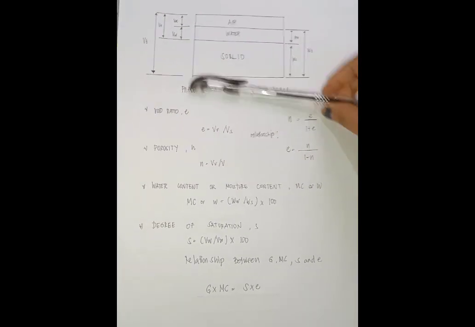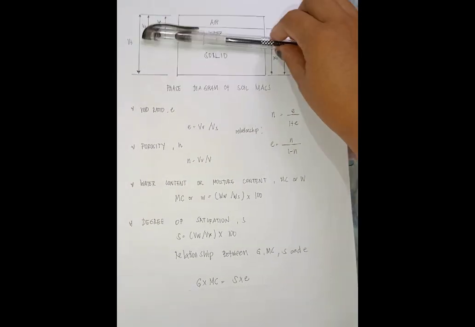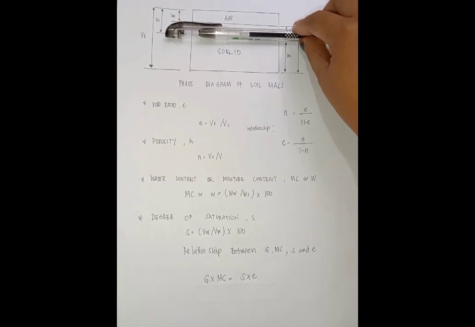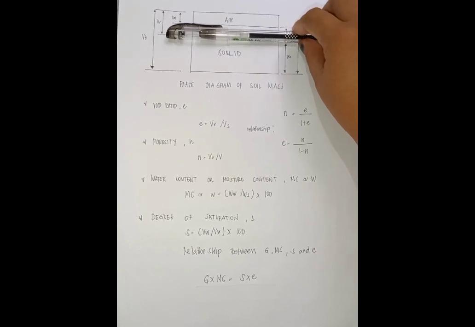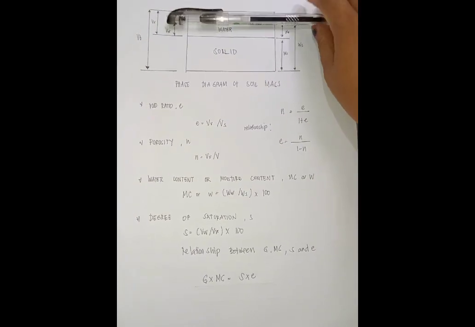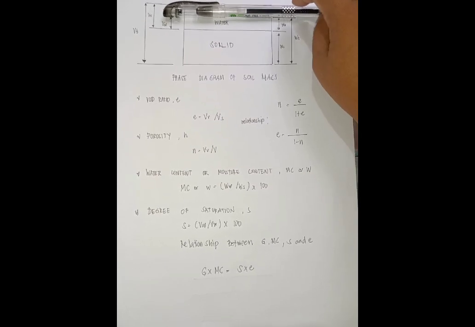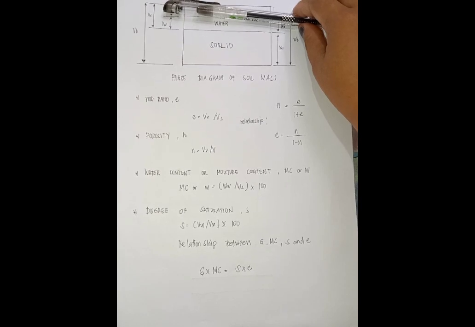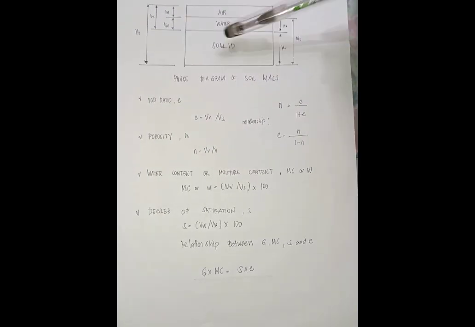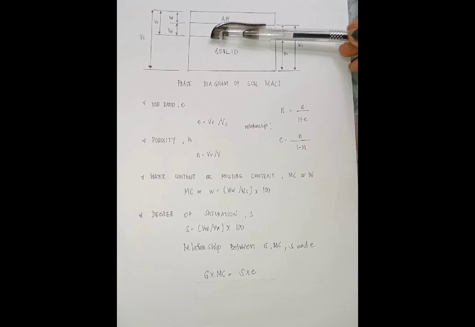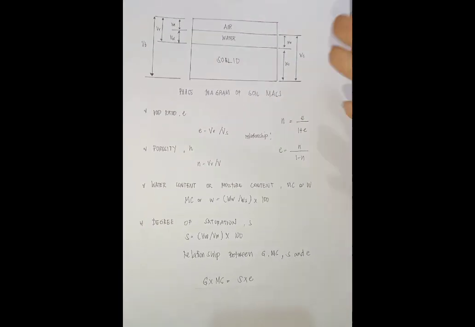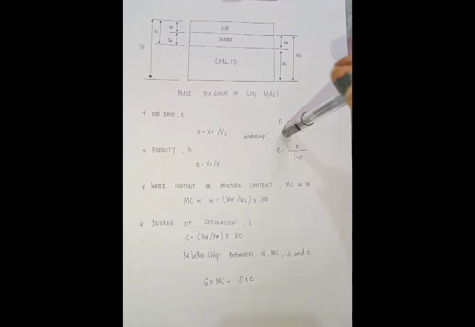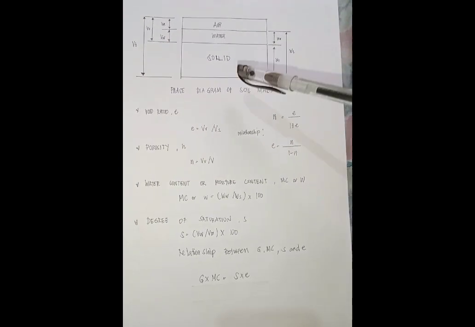Possible lang is walang water or walang air. Pag walang water, ang tawag doon is dry soil, pag air and solid is given. And pag ang air naman ang wala, pag water lang at solid, ang tawag doon is saturated soil. So, hindi siya pwedeng mawala yung dalawa, pwedeng isa lang. And also, dito sa phase diagram na to, ang value ng air natin is 0 because nineglect natin yung value ng air.